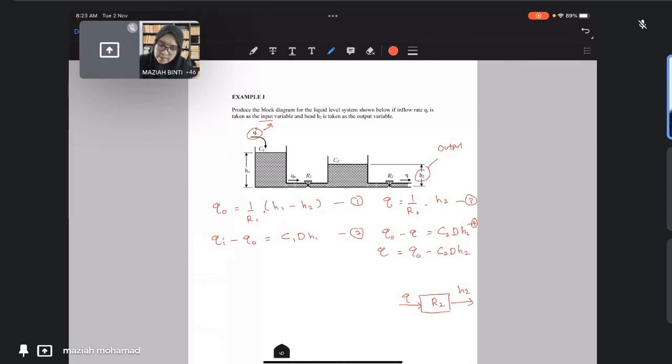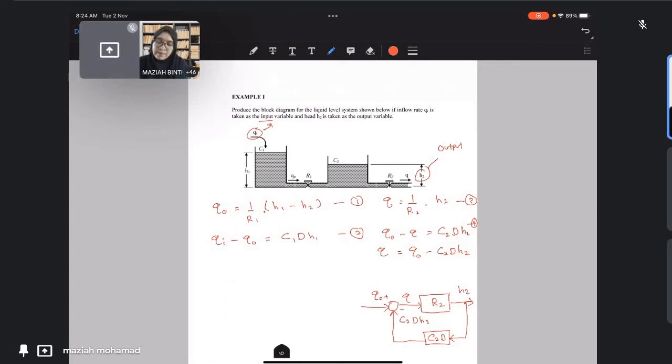So there will be a summation point there. Here is the Q0, and this one here is C2D H2. Therefore, C2D multiplied with H2 as the input to the equation, then we get this part here. So it is plus here and minus here.